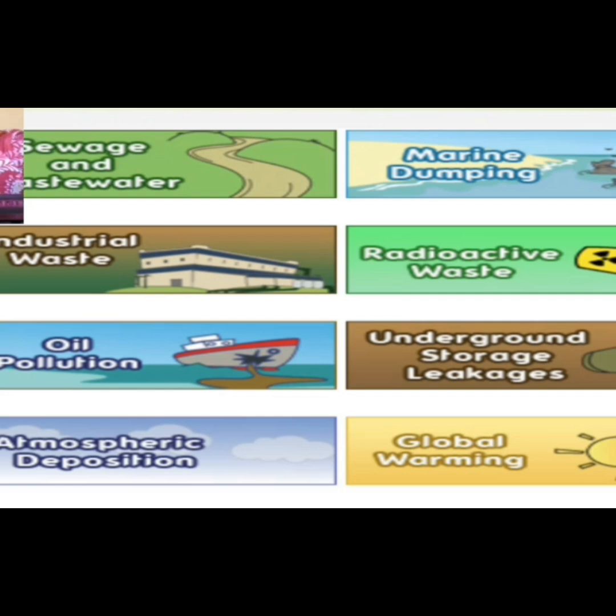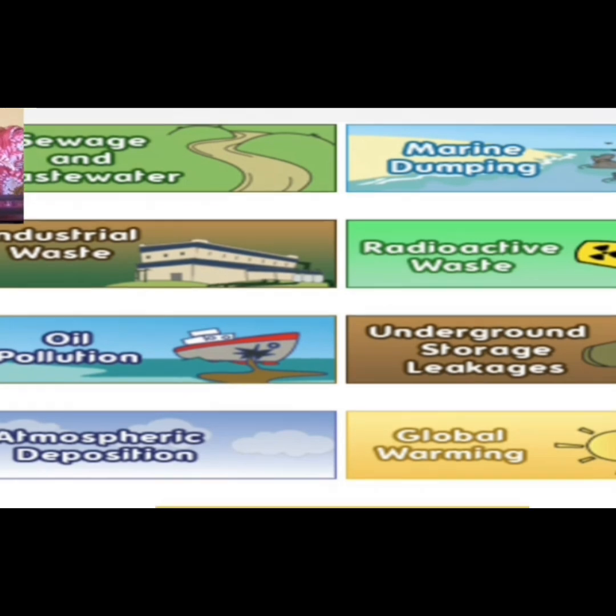Then atmospheric deposition, that's when there's excess release of poisonous gases into the environment due to bush burning, car exhaust, generator exhaust, and it tends to pollute the atmosphere. It doesn't give us a good atmosphere. It makes everywhere cloudy and you cannot breathe very well.